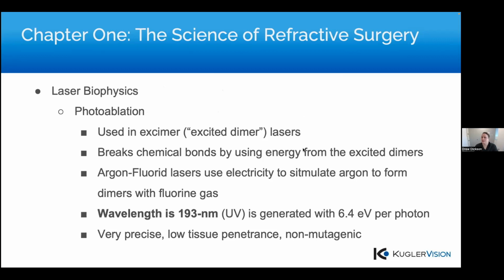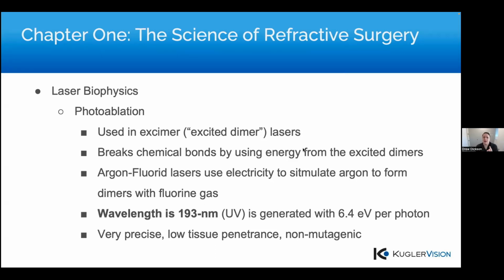Talking about laser biophysics, these are important concepts to understand as well. So there are 3 main types of lasers and their effects that the book discussed. The first that we'll talk about is photoablation. So this is used in excimer lasers. Excimer stands for excited dimer. And basically what is done with these lasers is there's an electric impulse that stimulates argon and fluorine gas to form what we call these excited dimers. And that energy created from these can break bonds within the cornea, break chemical bonds, carbon-carbon and carbon-nitrogen bonds.